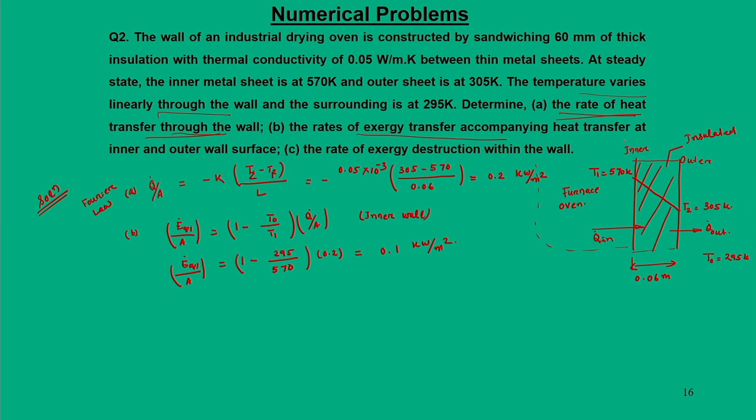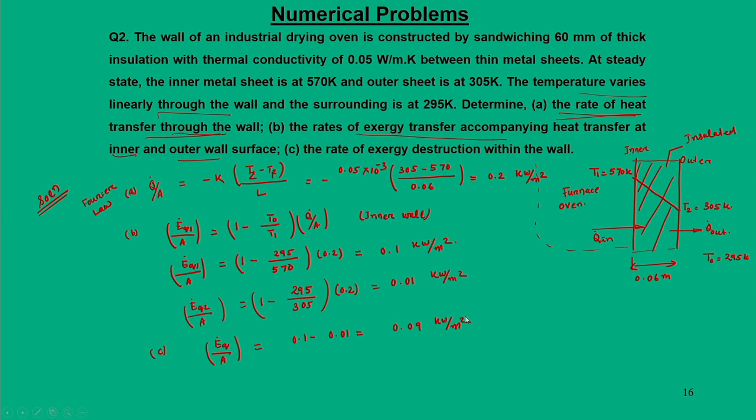This is the exergy accompanying heat transfer at the inner wall, and for the outer wall we can write E dot Q 2 by A. In this expression, instead of T 1 we write T 2, that is 1 minus 295 by 305 into Q dot by A, which is 0.2. So, this number is 0.01 kilowatt per meter square. So, we got the second answer, and the third answer is exergy destruction. Combining between 1 and 2 we can write 0.1 minus 0.01. So, exergy destruction is 0.09 kilowatt per meter square.